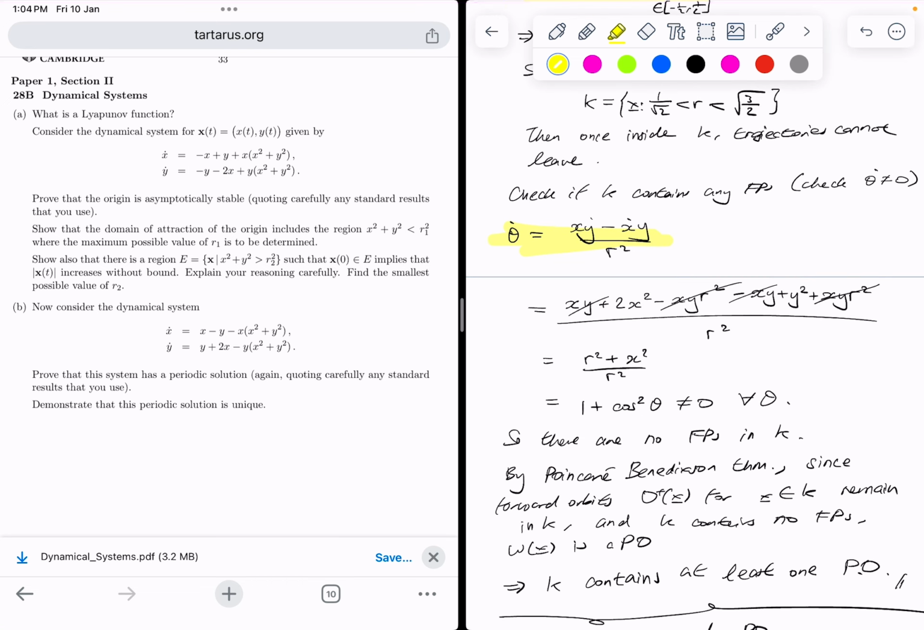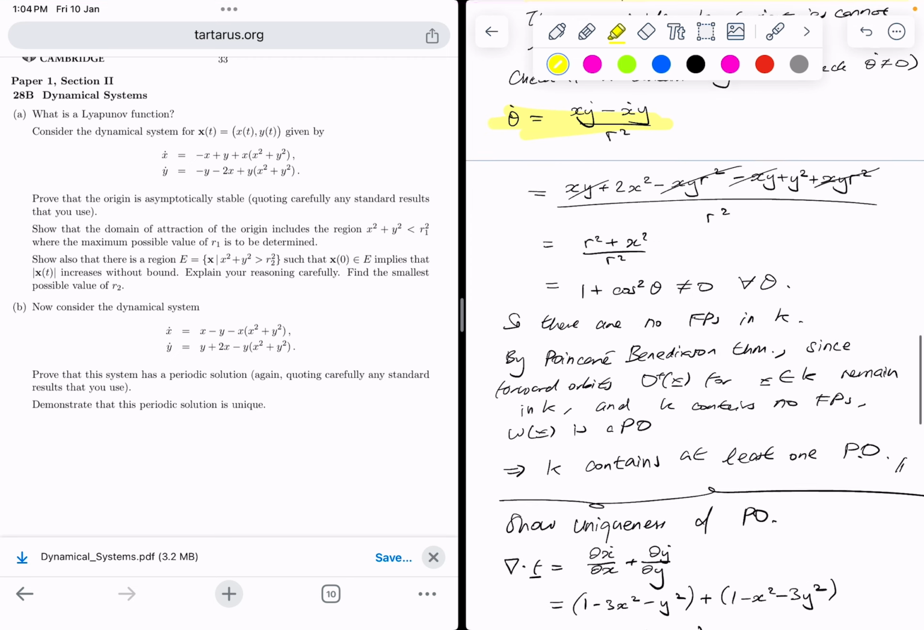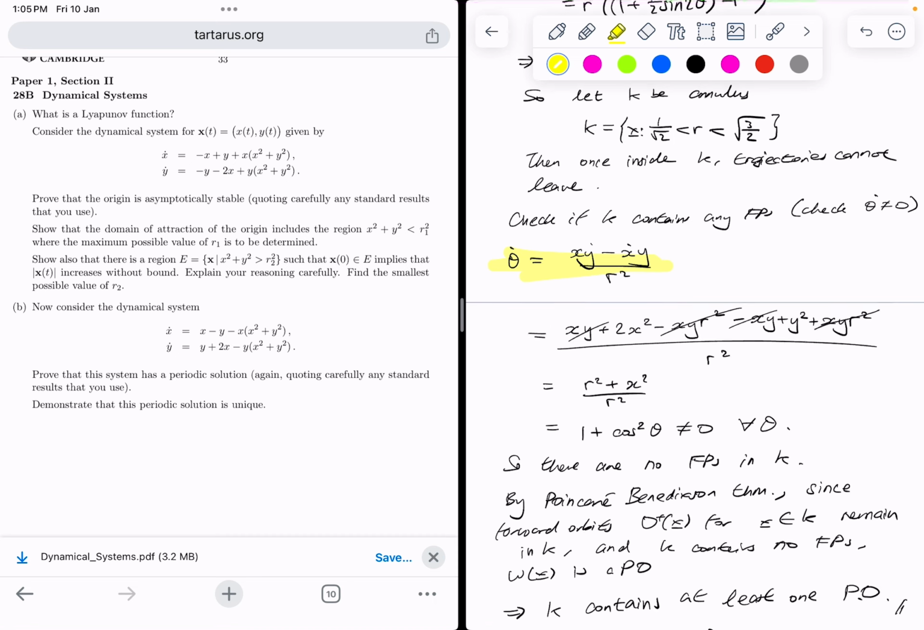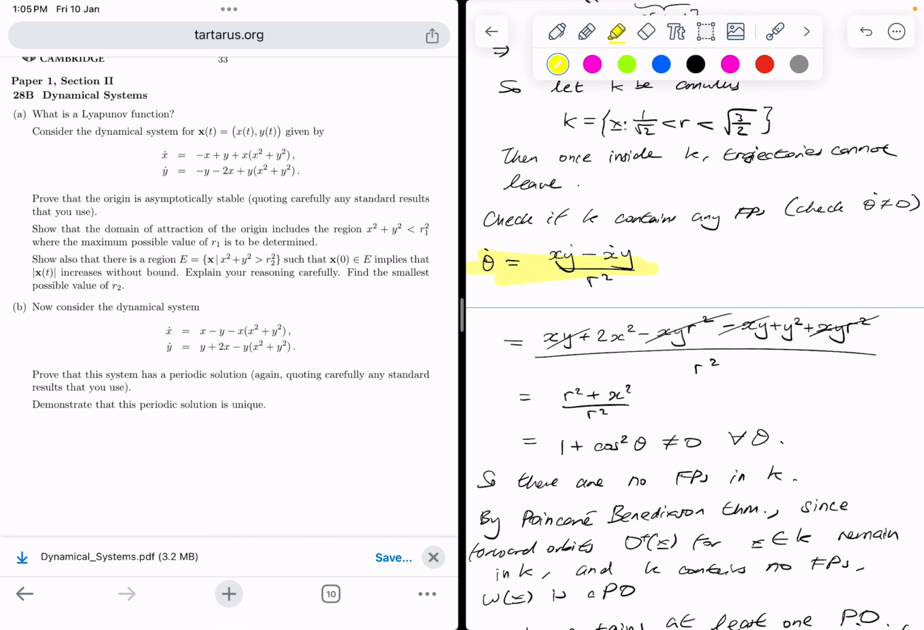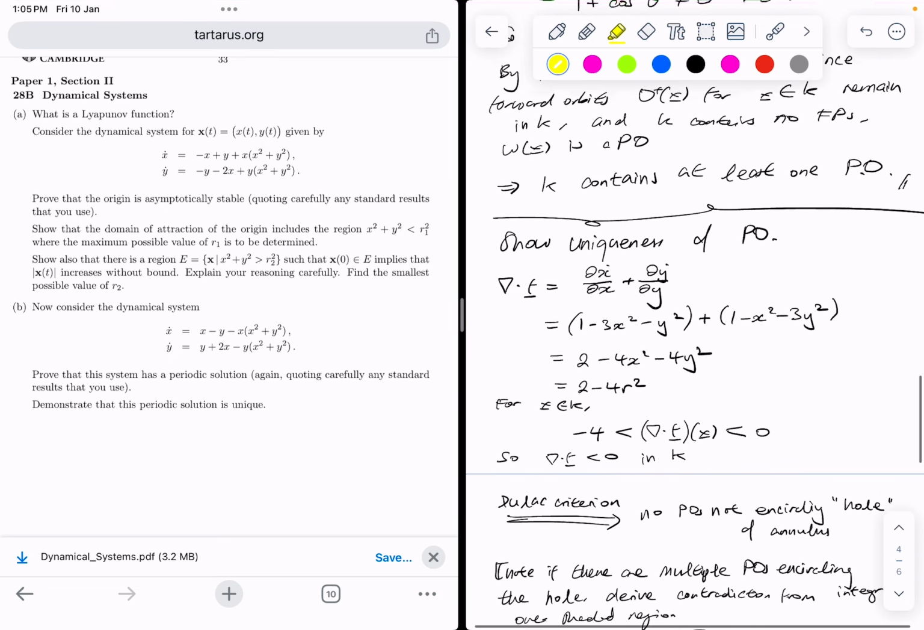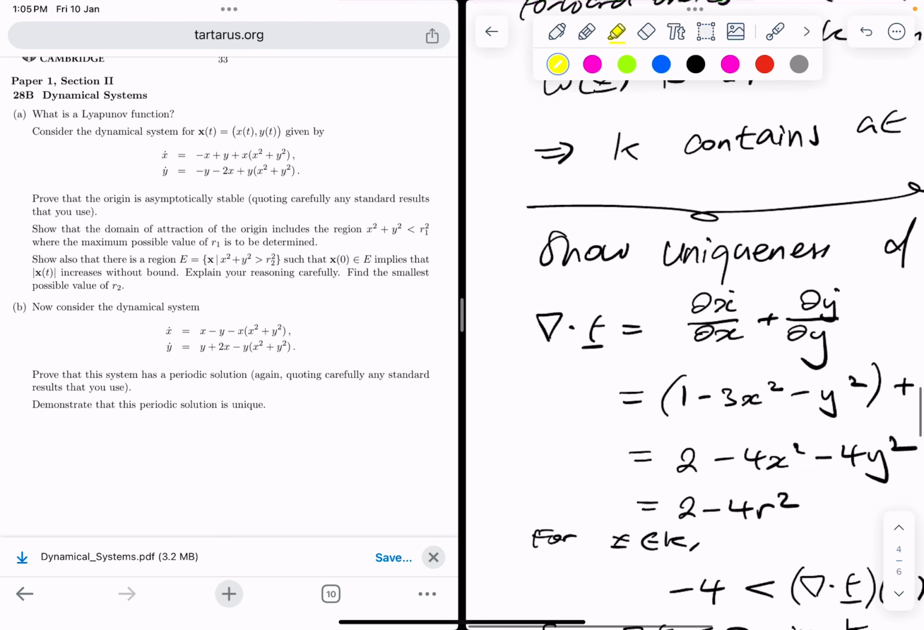Now we want to check whether the annulus contains any FPs so that we can use the corollary of, so that we can use Poincaré-Bendixson. So just show that this thing is not equal to 0 for theta. That's done.